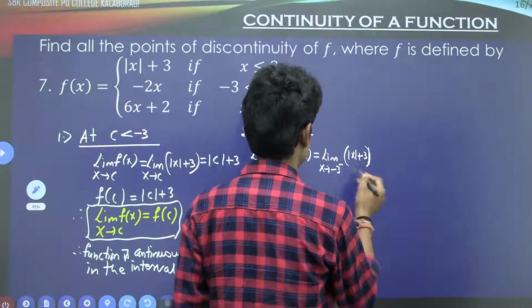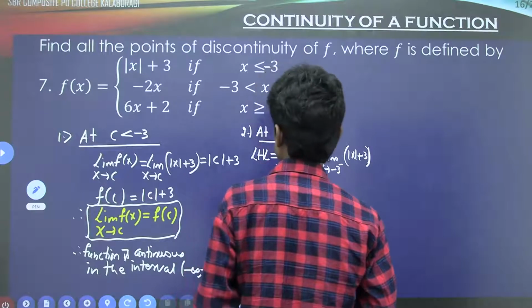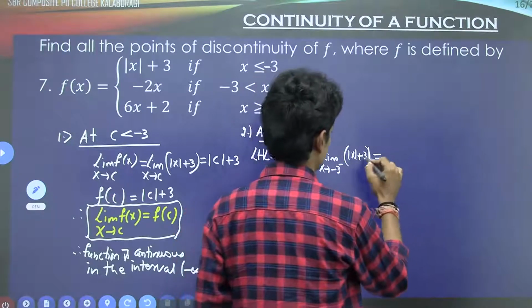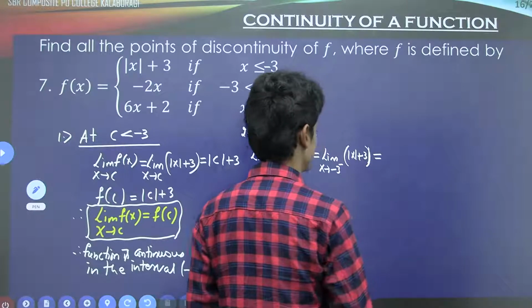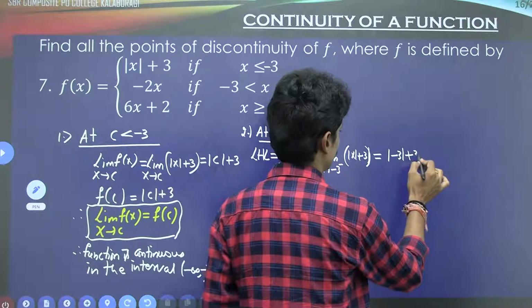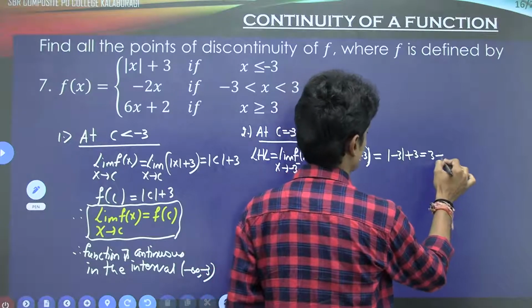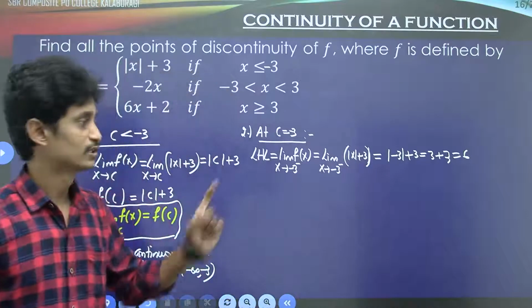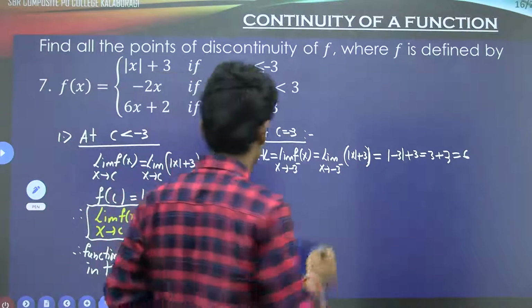Now substituting this value. If we substitute, what will we get? The limit can be substituted; it is totally free from indeterminate form. So modulus of minus 3 would be plus 3. It is 3 plus 3, which becomes 6. What is your left limit value? 3 plus 3 is equal to 6.